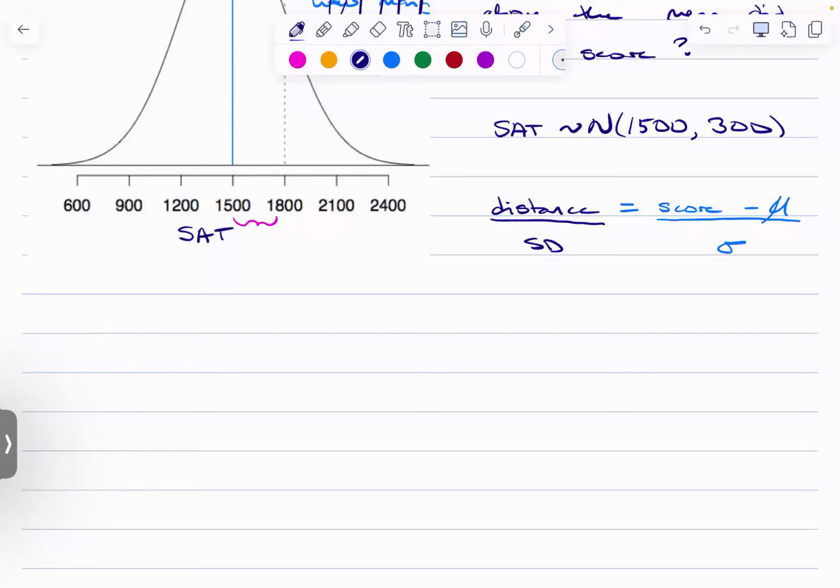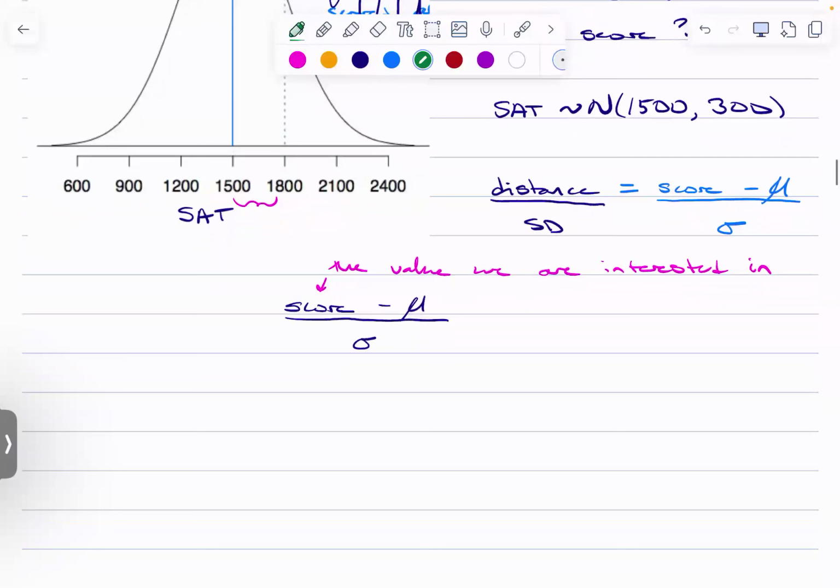And so that's why we use it as a standardized calculation. If we have the score minus mu over sigma, this is going to be the value we are interested in. Later, it's going to be the value that I want to find a probability associated with.